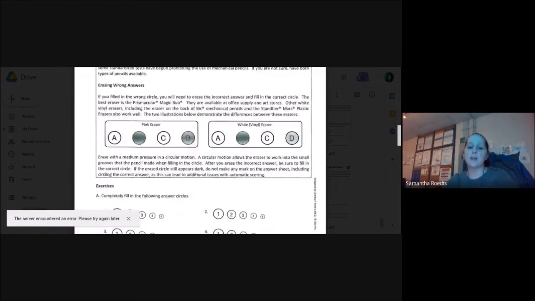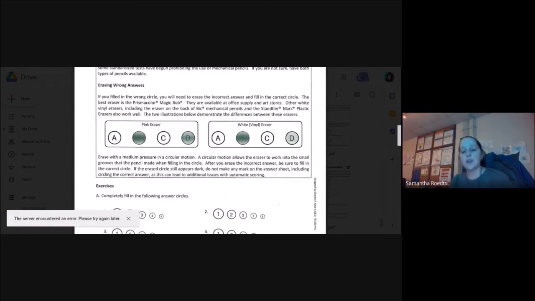Erasing wrong answers. If you filled in the wrong circle, you will need to erase the incorrect answer and fill in the correct circle. The best eraser is a Prismacolor Magic Rub. They're available at office supply and art stores. Other white vinyl erasers, including the eraser on the back of thick mechanical pencils and the Staedtler Mars plastic erasers, also work well. The 2 illustrations below demonstrate the difference between these erasers.